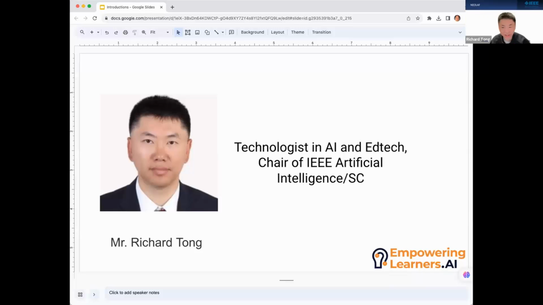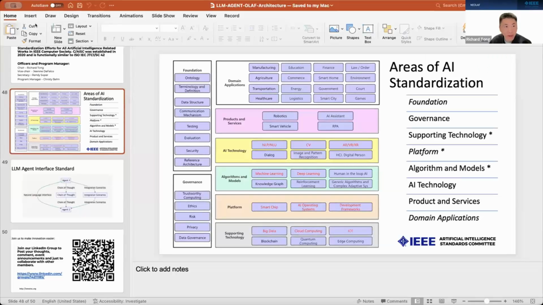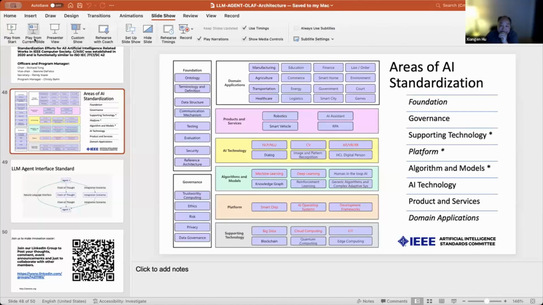Well, actually, thank you again. It's really an honor to be here with really accomplished researchers and educators to talk about this. I would like to share a quick slide to illustrate a little bit of my organization. Let me see, can you see my screen? Yes. Okay.